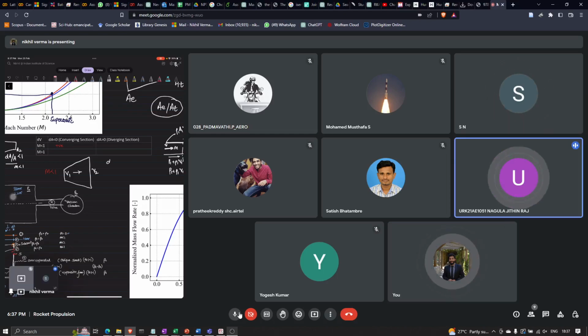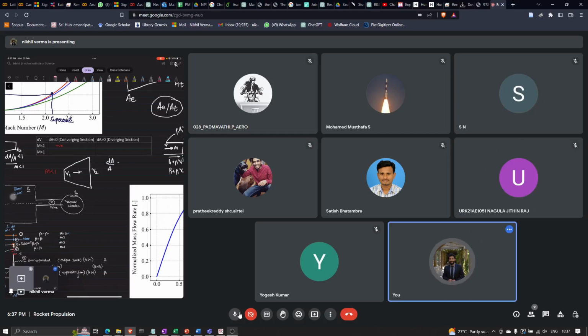Right? Because decrease, exactly. So now what is dA by A for a diverging section? Positive. For subsonic, it is negative. Therefore, the dV by V will be negative, which means the velocity will decrease, right?